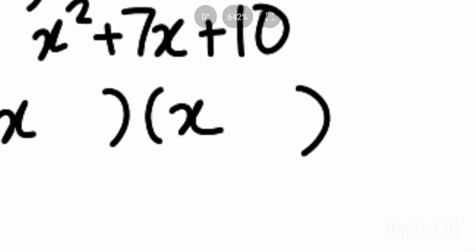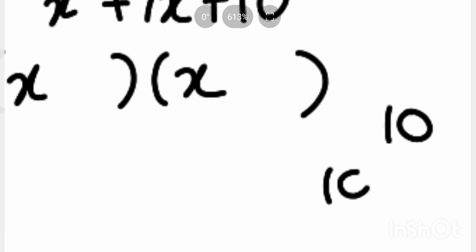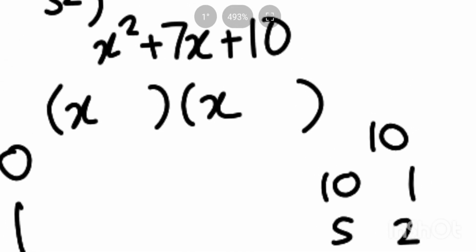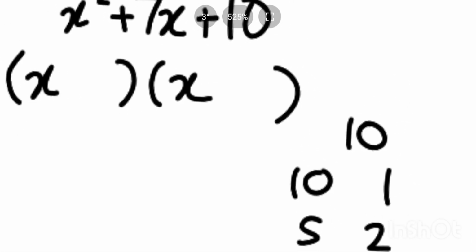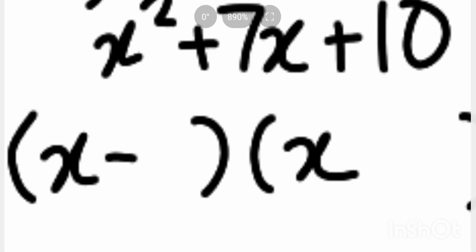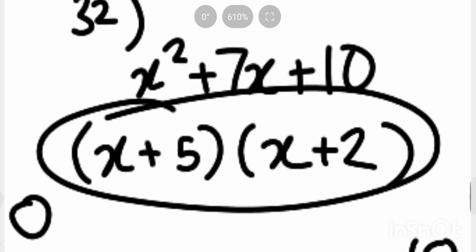If we write down the pairs of numbers that multiply to give 10, you can have 10 and 1, or you can have 5 and 2. Out of these, the pair that adds up to 7 would be 5 and 2, so positive 5, positive 2. So those would be the numbers that go inside. And that's the answer to the last question.